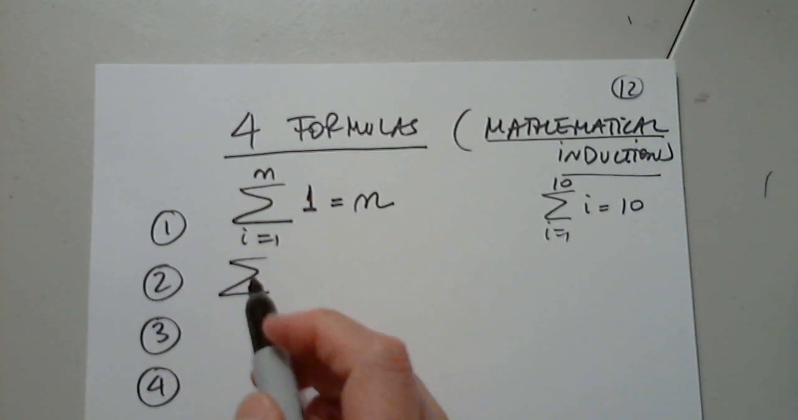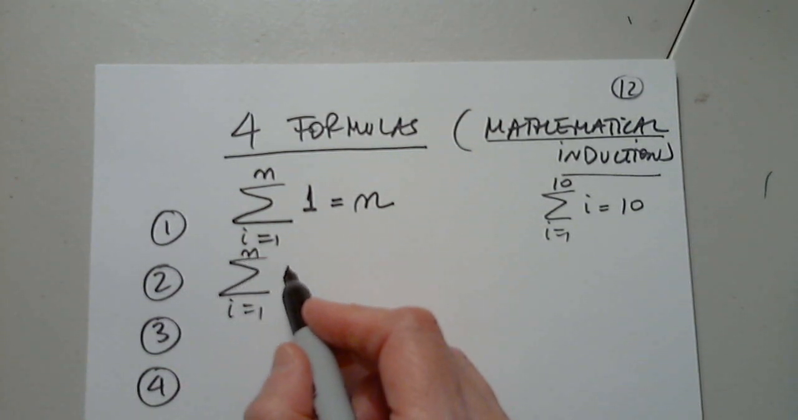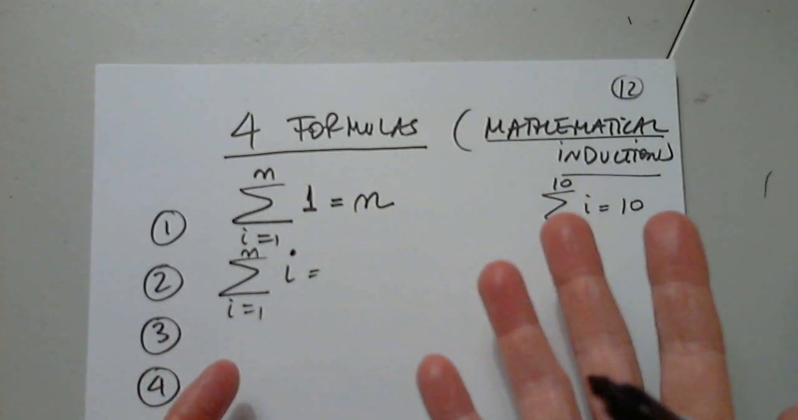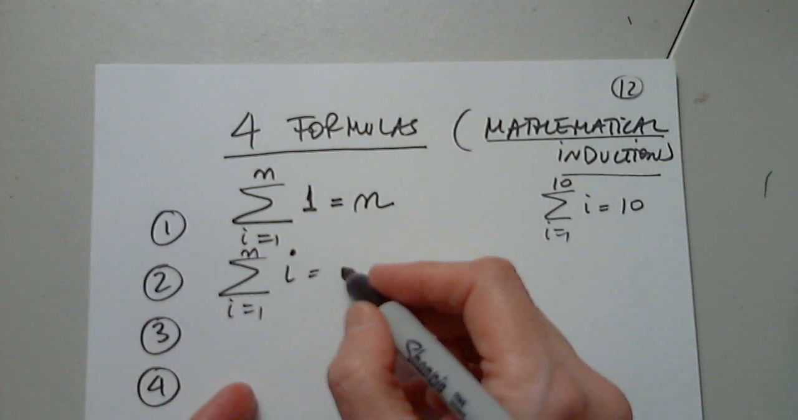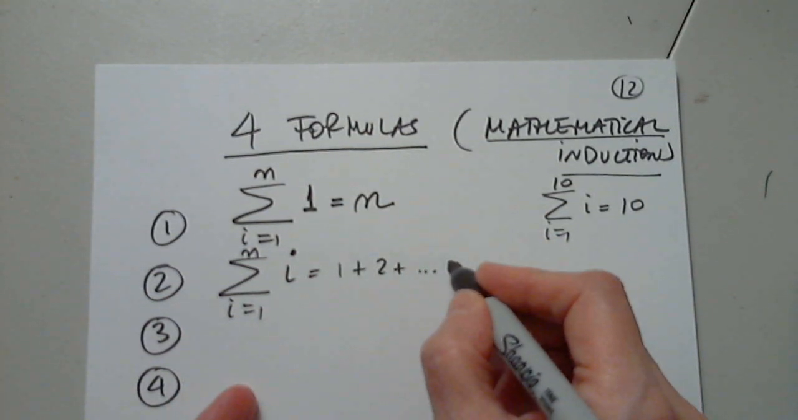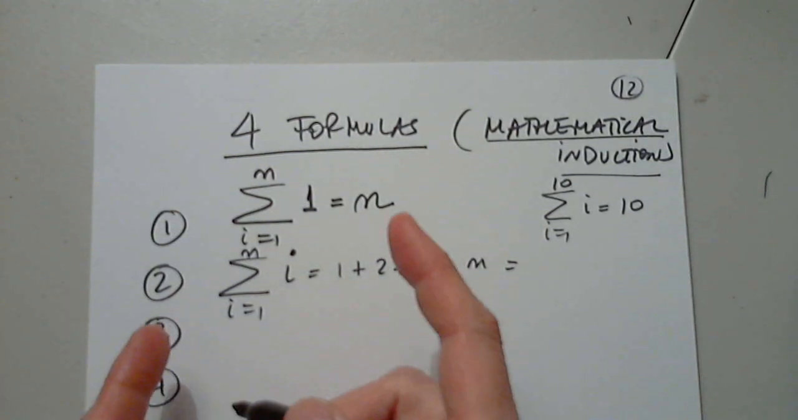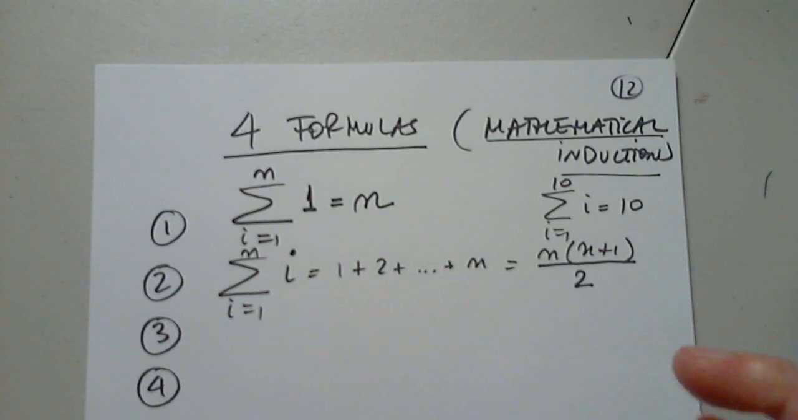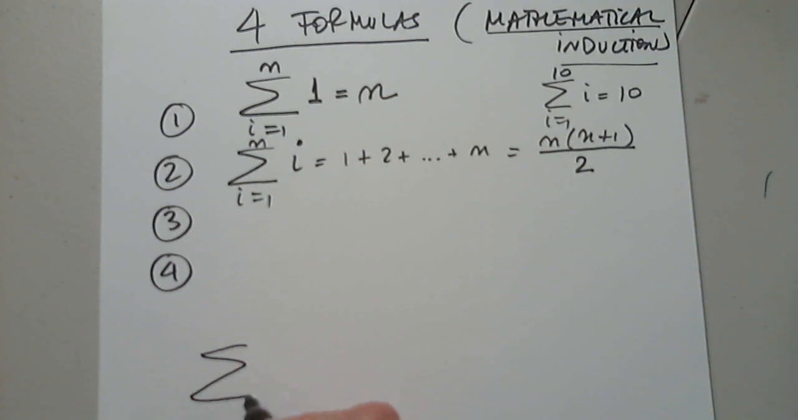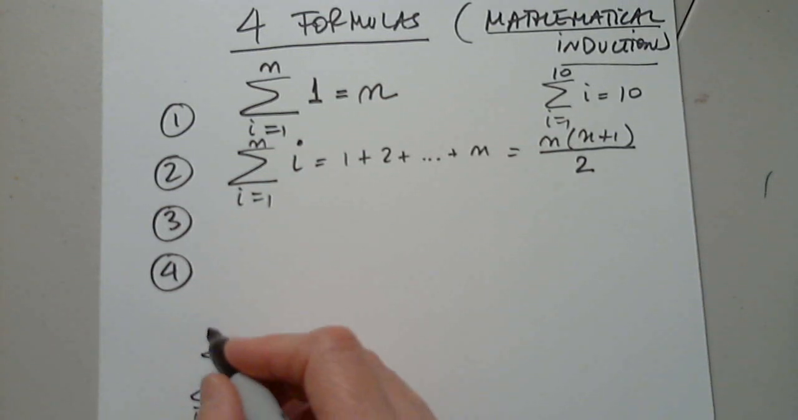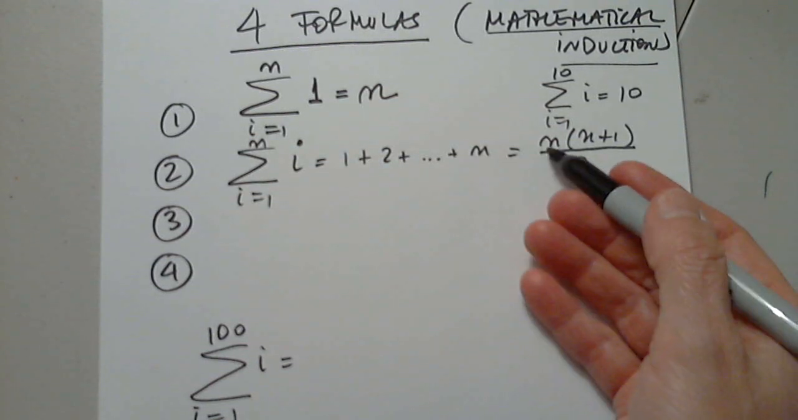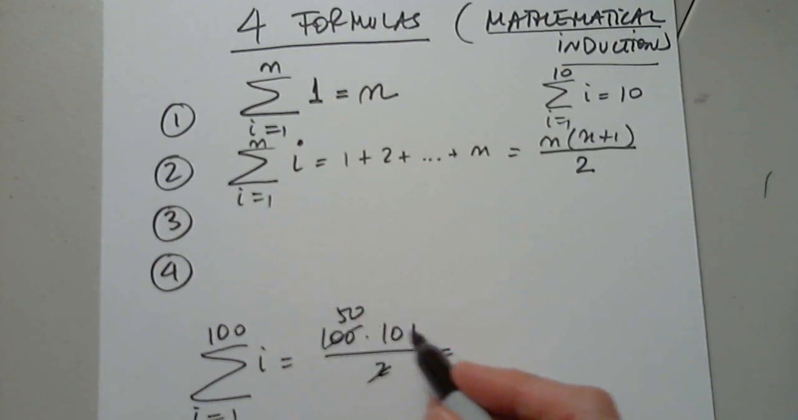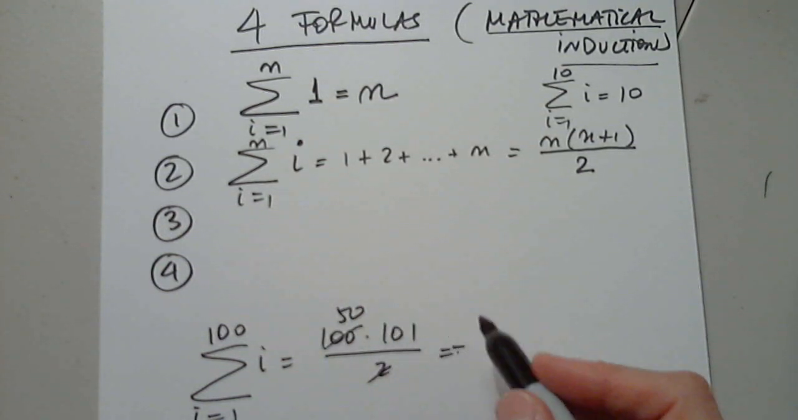Second one, the sum from i equals 1 through n of i. What is this? 1 plus 2 plus 3 plus 4 plus dot, dot, dot, n. And this is a formula: n times n plus 1, divided by 2. If you say calculate the sum from i equals 1 to 100 of i, no problem. I put 100 times 101 divided by 2. I'll simplify, and I get 5050.